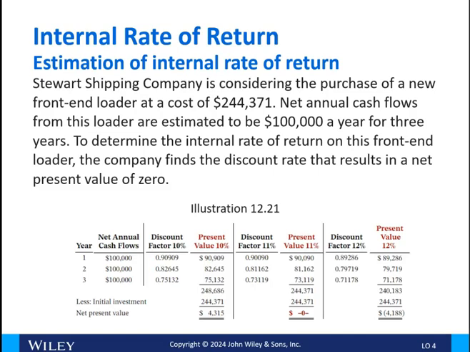So we're going to look at our different discount rates. We start at 10% and calculate the net present value of that. We'll do it at 12%, calculate that, and then 11%, and that's where we see that it's zero. So the internal rate of return is 11%.